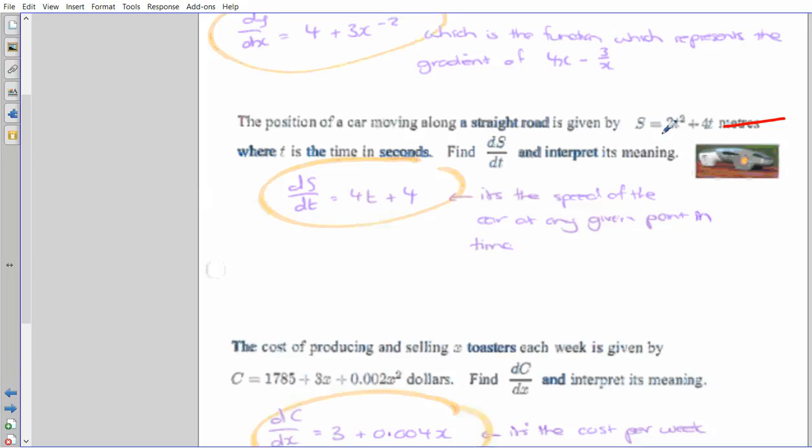And so I'm not sure if you've done stuff about distance, velocity, speed and acceleration, but if you haven't, that's fine. So basically, if this is the distance function, this would be the rate of change of distance with time. So it's talking about the change in distance over the change in time. Remember, change in distance over change in time, it's the speed of the car. If it was change in speed over time, that would be the acceleration of the car. So this is a function that represents the speed of the car at any given point in time.